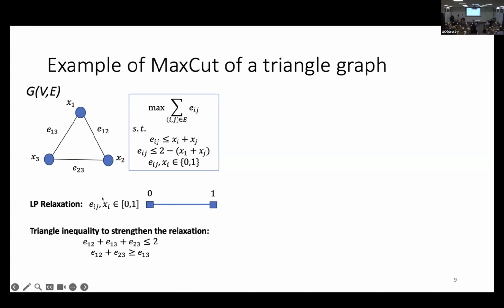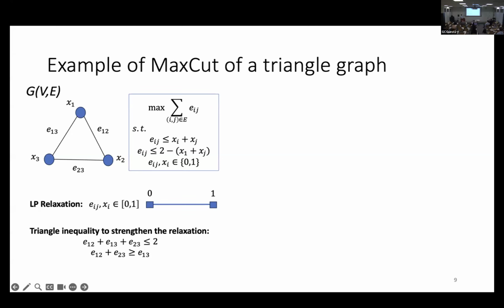But of course, in linear programming, you can introduce other inequalities, even with this relaxation, called triangle inequalities, saying that if you have a triangle, you can cut at most 2 edges, which is true. And there's also a triangle inequality saying that the distance between 1 and 3 is at most the distance from 1 to 2 plus the distance from 2 to 3.